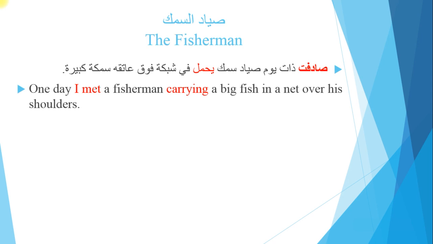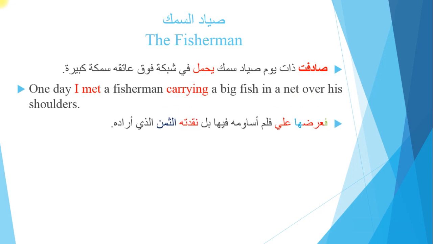يحمل in Arabic is a verb. From the context I understand that يحمل فوق عاتقه سمكة كبيرة gives extra information to the noun صياد السمك. So I will convert that in English by using the gerund, verb plus ing. One day I met a fisherman carrying a big fish in a net over his shoulder.